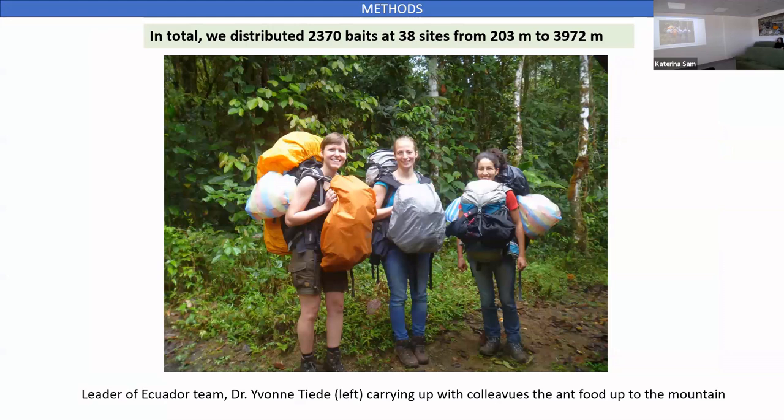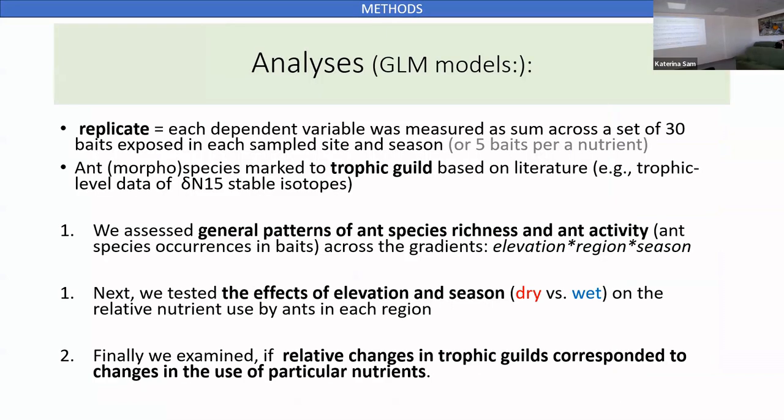This is Yvonne from the Ecuadorian gradient in Cordilleras, carrying the baits. So even though the replication was not super high per transect, it's quite a lot of work to carry so much food for ants to the top of the mountain. And you need some assistants and other students to actually do such experiments.